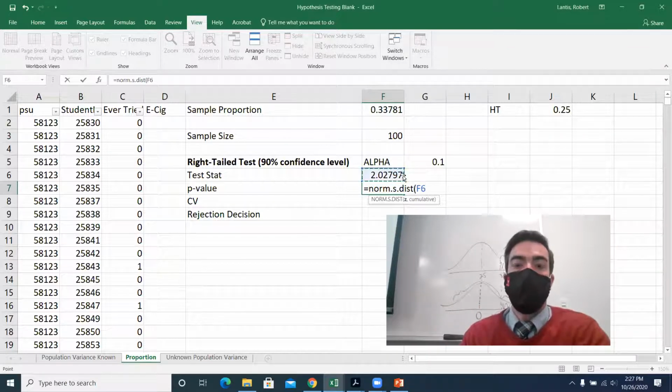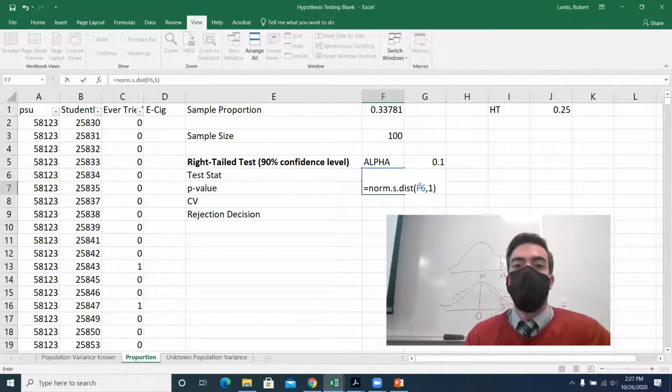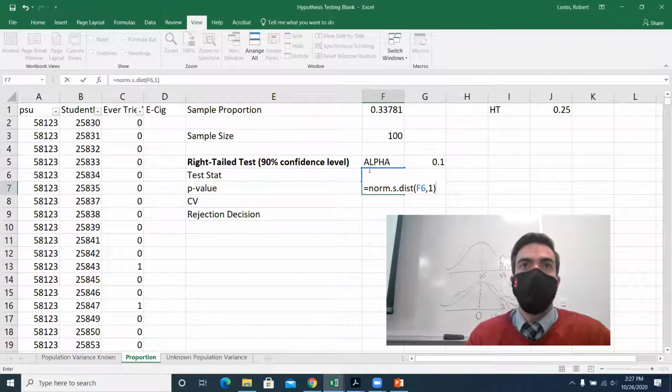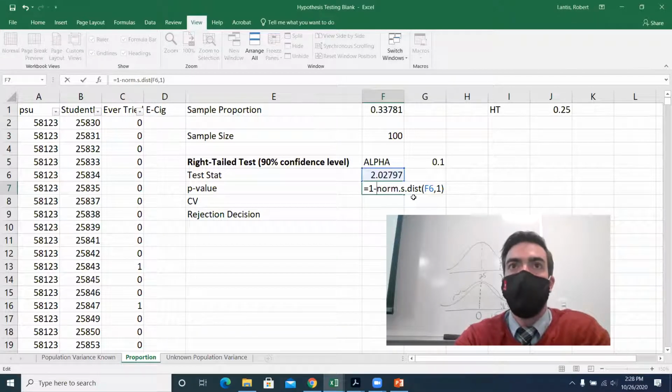So here's my z statistic or my z value. I then put comma 1. So this NORM.S.DIST function will look up that test statistic, 2.02, and spit back out at me the area to the left of it. Well, I wanted the area to the right, so the only other thing I have to do is subtract that from 1.